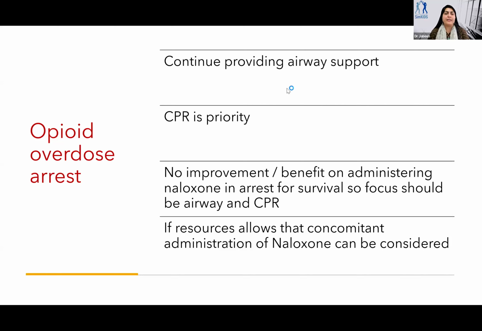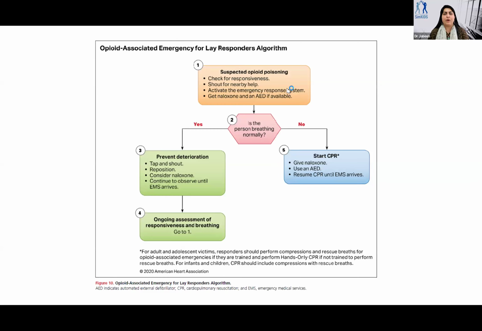So if you look at the algorithm, this is a lay responder algorithm, at the scene, not in the hospital. So always check for responsiveness, shout for nearby help, activate the emergency response, and get naloxone and an AED if available.